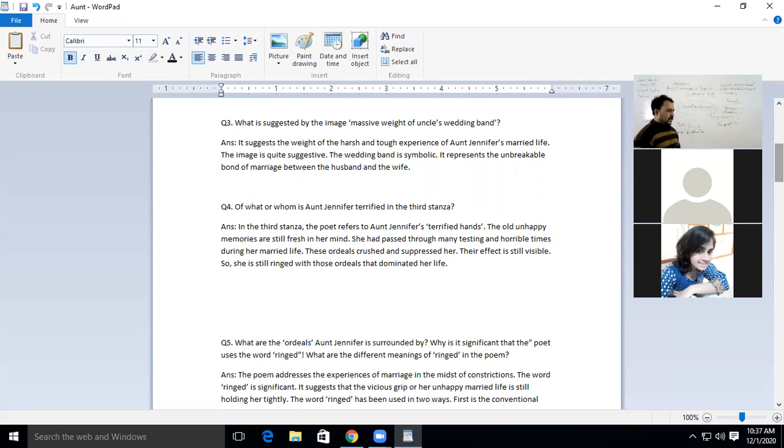So she is still ringed with those ordeals that dominated her life. She is still ringed. Which poetic device is used here? Pun. Yes, pun. So pun is a playful use of words, especially one that sometimes has a second meaning. One is the ring which is worn for wedding or engagement purposes, and the second is surrounded by. Next one.